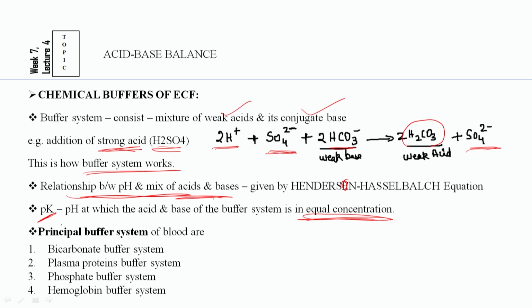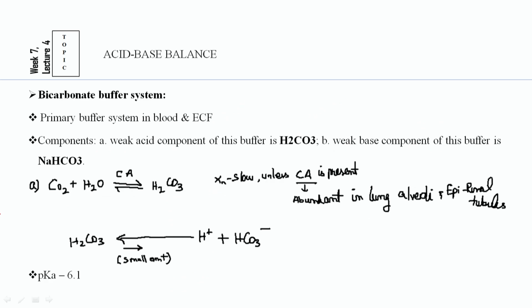So the principal buffer systems of the blood are, first, the bicarbonate buffer system, then the plasma protein buffer system, then the phosphate buffer system, and the last one is the hemoglobin buffer system. First we will see the bicarbonate buffer system. The primary buffer system present in the blood and extracellular fluid. See here, in the blood and ECF, the primary buffer system is the bicarbonate buffer system.